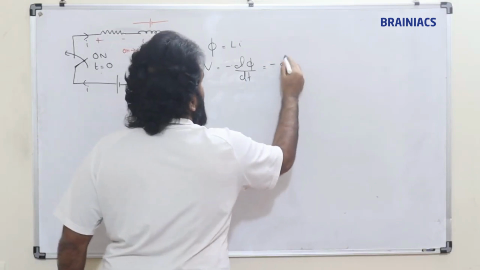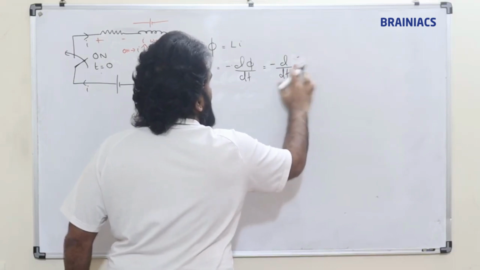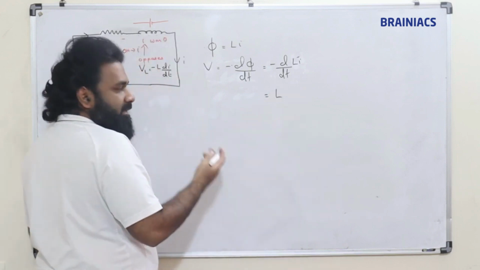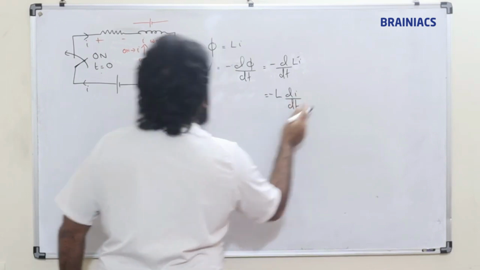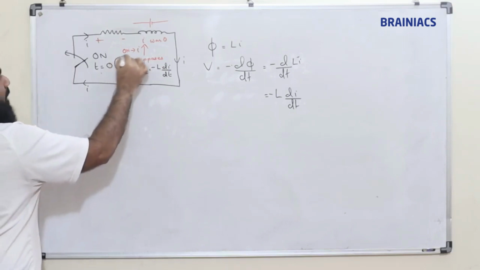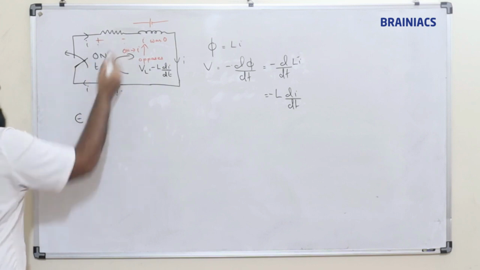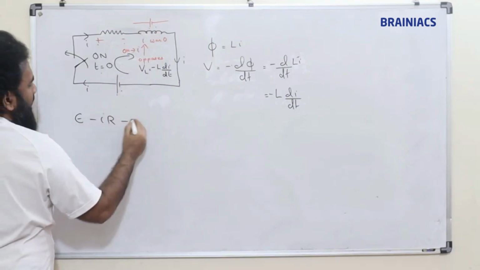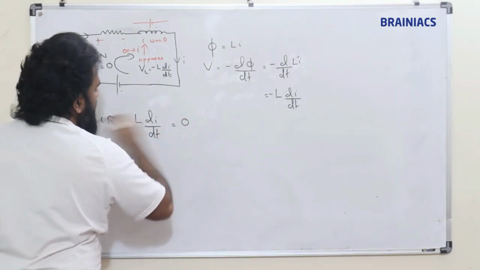This is equal to minus d/dt of Li. Since this self-inductance is a constant, it is minus L di/dt. This is how we are writing this. Now applying KVL: E minus IR minus L di/dt is equal to 0.